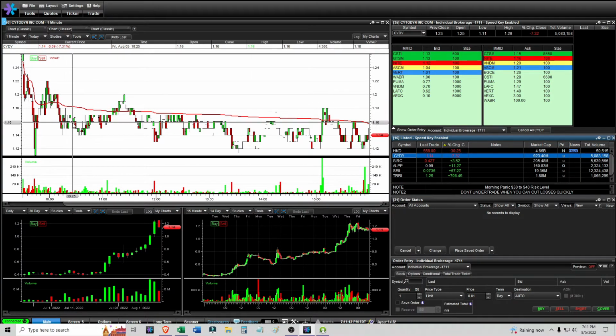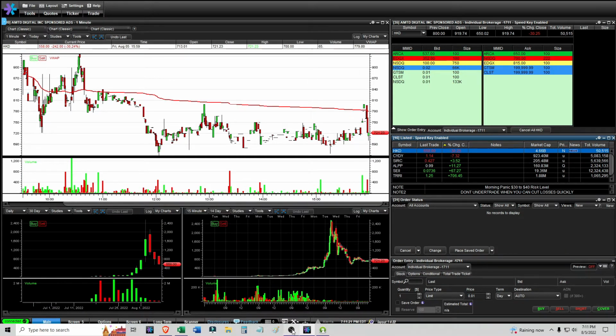CYDY did make a dip under VWAP and turn around. It just took a really long time, and I didn't like the level 2 battle that was going on. That's about it for today. I'm gonna call it off right here.